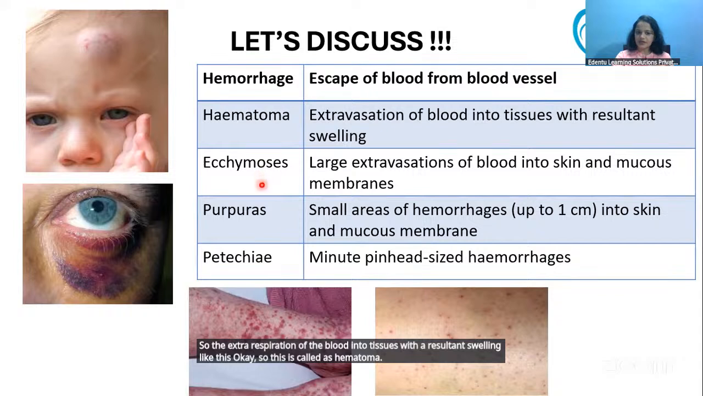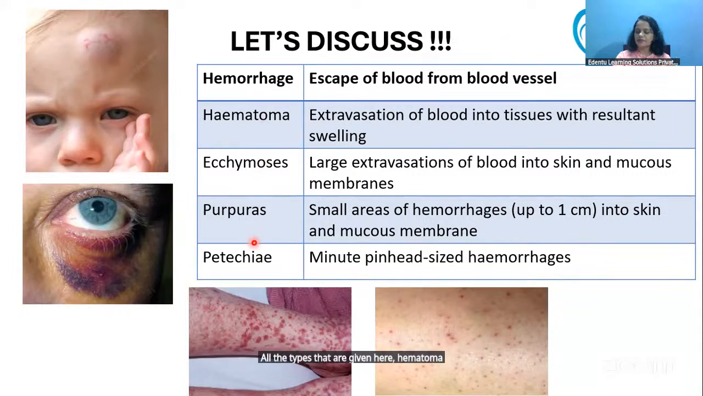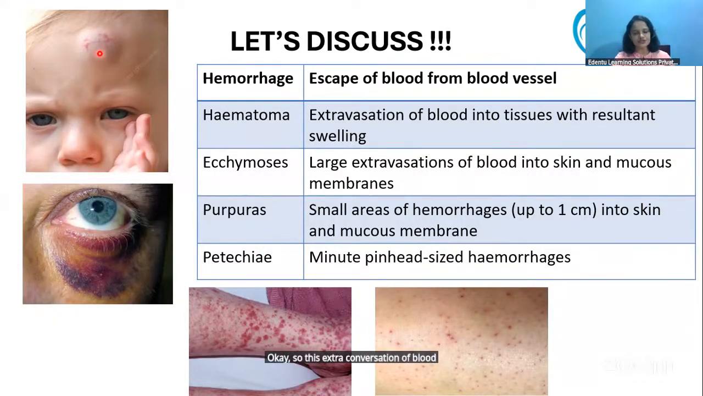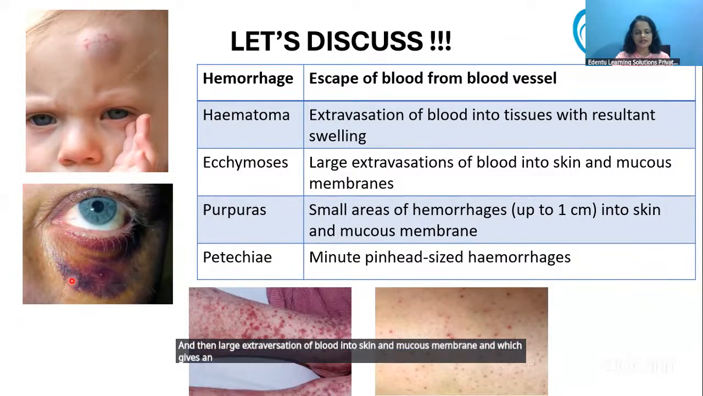All the types given here, hematoma, ecchymosis, purpura, and petechiae, all result due to extravasation of blood only. But based upon their size and appearance, they are given different names. The extravasation of blood into tissues with resultant swelling like this is called a hematoma. And a large extravasation of blood into skin and mucous membrane, which gives an appearance like this, is called ecchymosis.